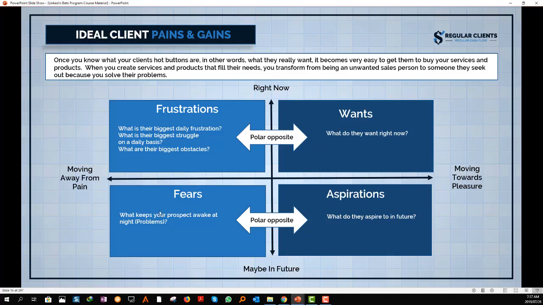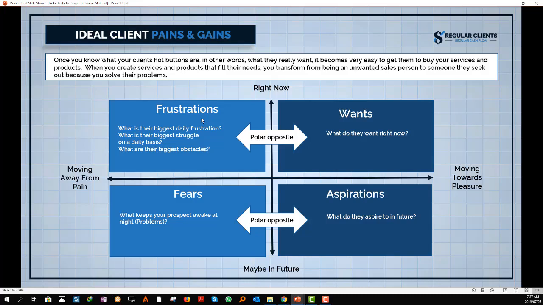So let's have a quick look at the frustrations and the fears. You'll see there's 4 questions, 3 for frustrations and 1 for fears. So the first question is exactly that. What is their biggest daily frustration? A frustration is just that. It's something that just drives them nuts, and it occurs over and over again.